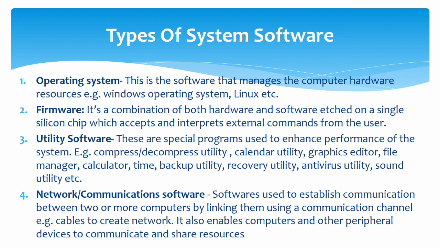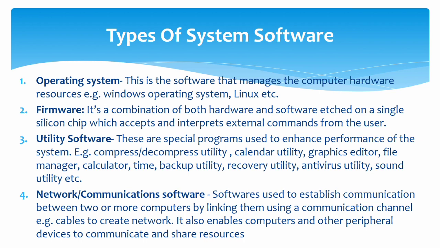Then number 3, we have utility softwares. These are special programs that come with the system software. Some will include antiviruses, graphic editor, time calculator, sound utility. These ones are file manager, compressing, decompressing. These are utility softwares that fall under system software.